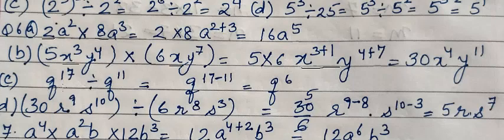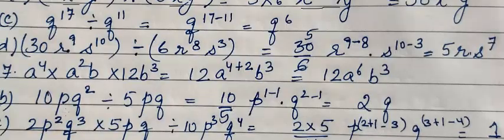In the C part, q^17 divided by q^11. So it comes out to be q^(17-11), which is equal to q^6. In the D part, 30 r^9 s^10 divided by 6 r^8 s^3. So first of all, numbers are being divided, 30 divided by 6. Then we have to subtract the exponents, so r^(9-8) and s^(10-3). So on solving, it comes out to be 5 r s^7.